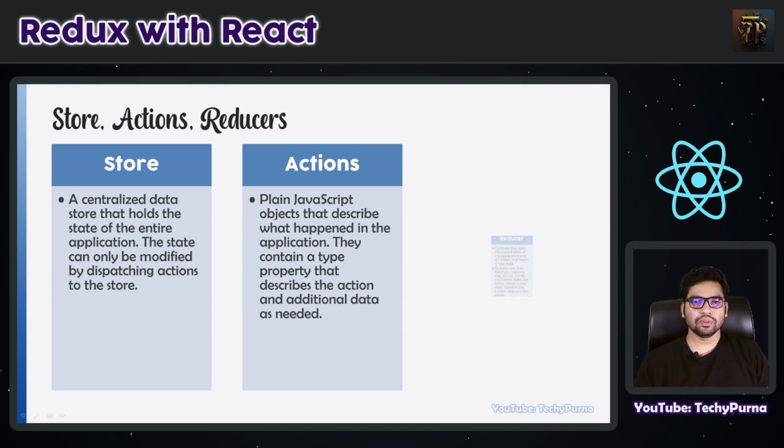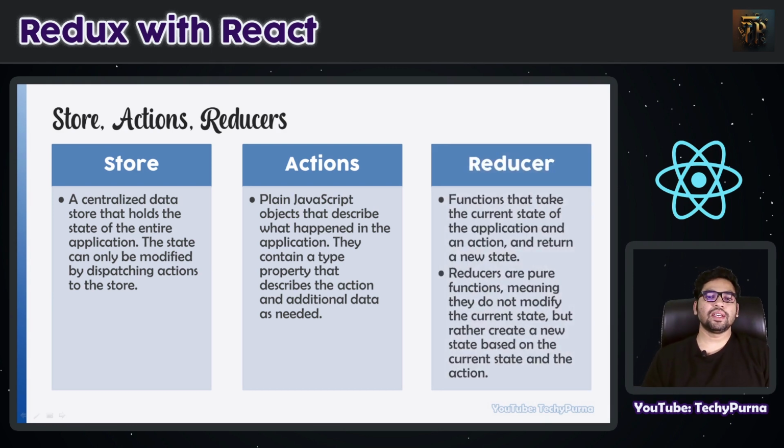Reducers are functions that take the current state of the store and an action and return a new state. They are the ones responsible for changing the state of the store in response to actions, and reducers are pure functions, meaning they don't modify the current state but instead return a new copy of the state that reflects the changes from the action. Together, the store, actions, and reducer create a predictable and scalable way to manage the data in your application.